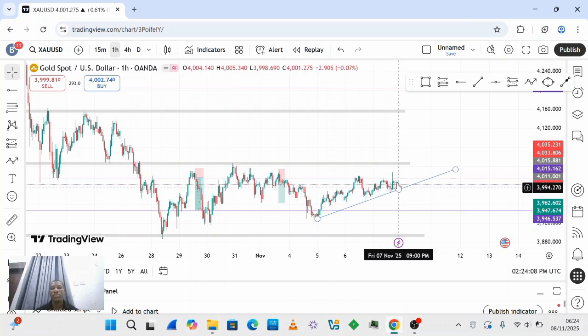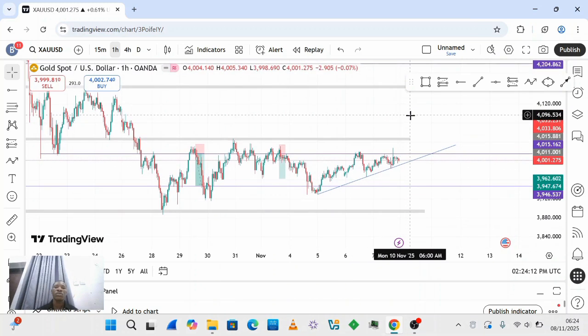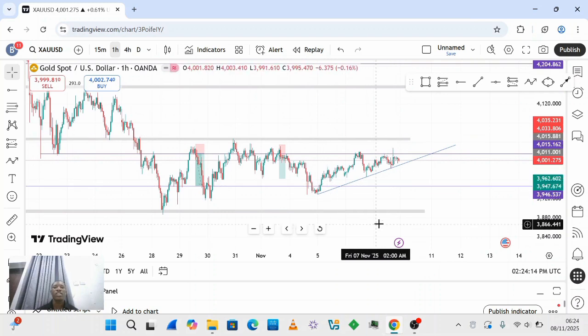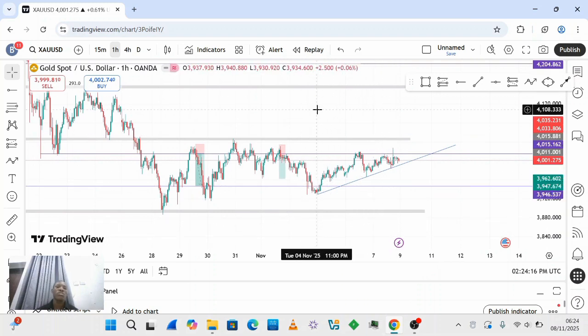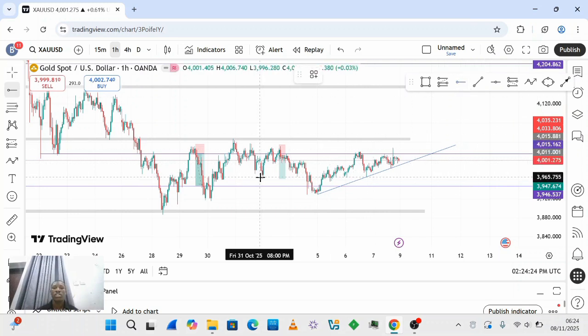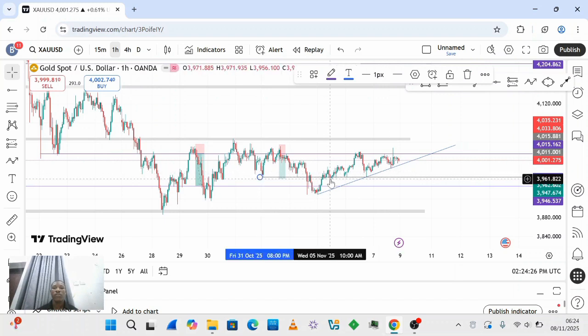But if you respect this place and come and break this low, it means that we are going to experience a lower low very soon. But with what I'm seeing now, gold has been rejecting here for a very long time. This level here, gold has been rejecting this level. It came for the first time, rejected, rejected, rejected.